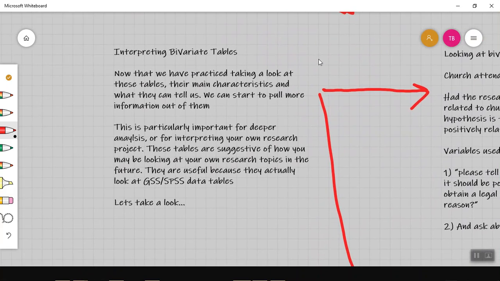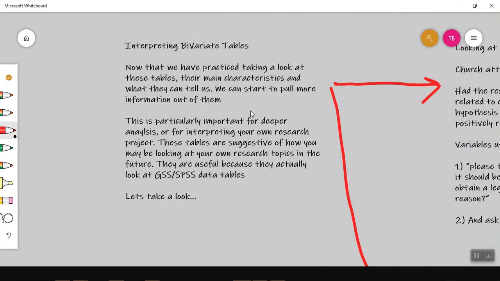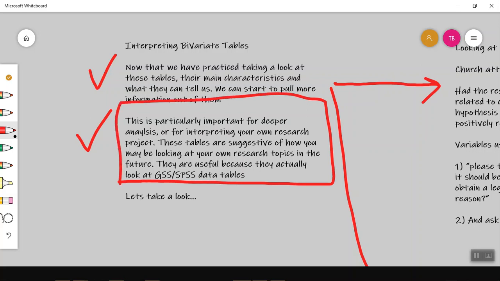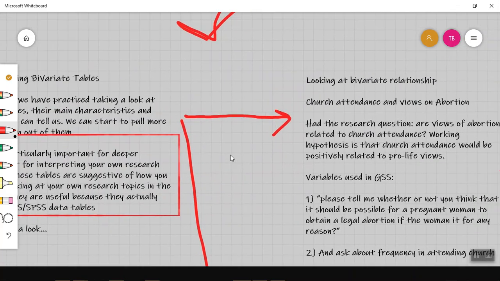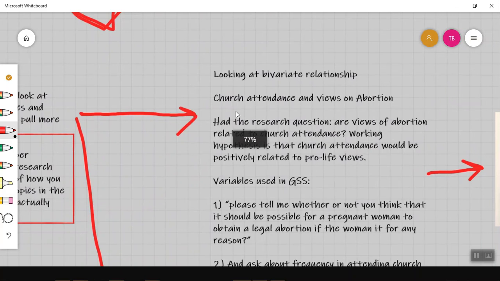So the next section, as you can see here, is interpreting bivariate tables. So basically now that we've practiced taking a look at the basic characteristics, and we've looked at their definitions, this is where we're going to take a little bit deeper look. This one is particularly important because it starts to look a lot like the work you will actually be doing for your own research projects, when we're looking at the variables ourselves from the GSS, the SPSS data we looked at while we were in class.